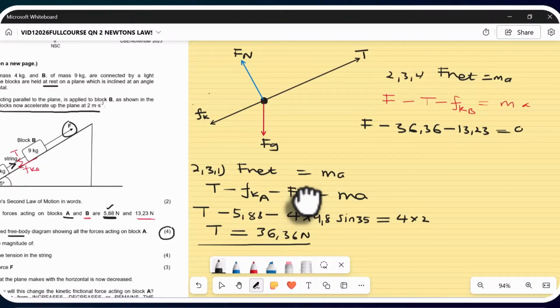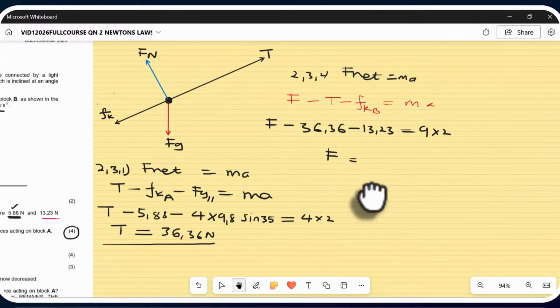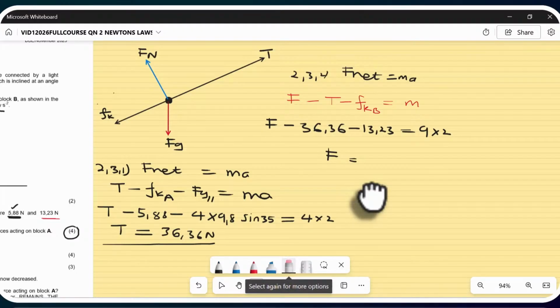I forgot something here, sorry. So this one should be minus Fg parallel, okay? So here, I should have said minus Fg parallel, then equals MA. Now we took down the force applied minus tension minus friction minus Fg parallel, equals MA.